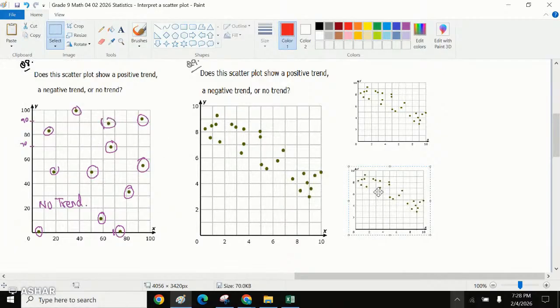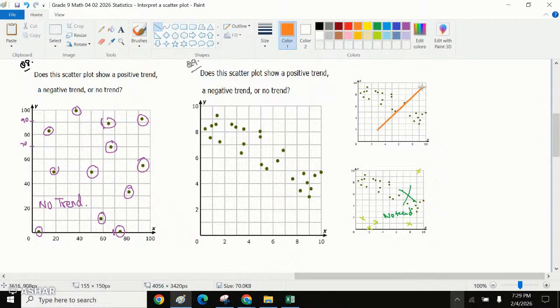Okay, I cannot say that they are scattered. Scatter would require them to be at extreme points also, right? So no trend is not possible, right? Because they are concentrated in one point.